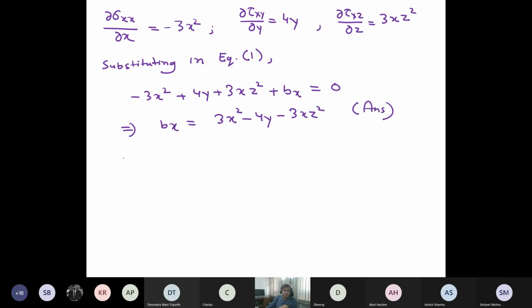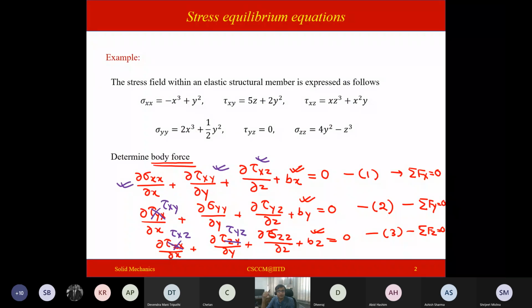Now, if I give you a certain value of x, y, and z, you will be able to compute what is bx at that point. You just substitute the value of x, y, and z, and that will give you the value of bx at a given coordinate, provided I provide you that coordinate value. Now, I'm not going to solve for by and bz. The idea is not to solve the whole problem, but to give you an idea how to tackle these problems.